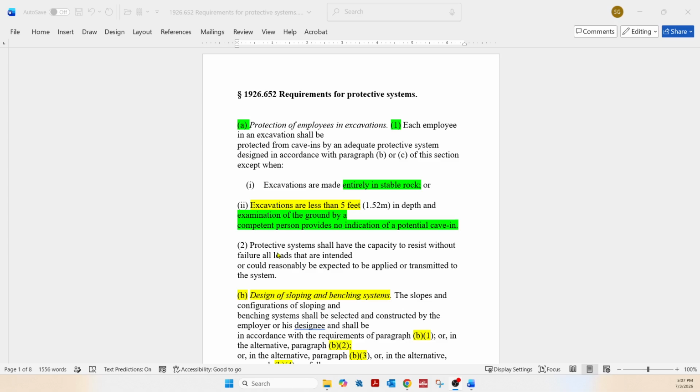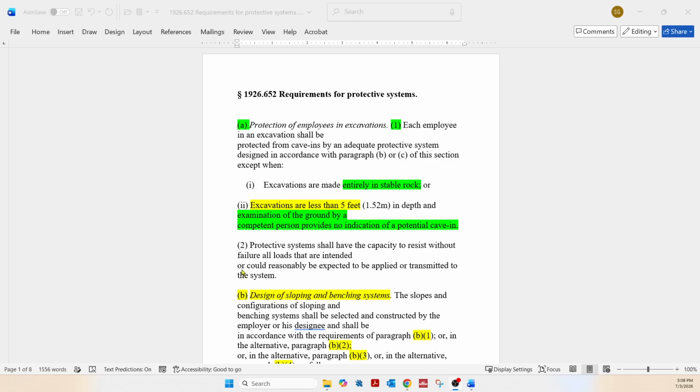It says in subsection 2, right here, we lucked out. The rule implies a designated minimum resistance. Well, the designated minimum resistance, let's read this. Protective systems should have the capacity to resist without failure all loads that are intended or could reasonably be expected to be applied or transmitted to the system. In other words, they need to hold up.